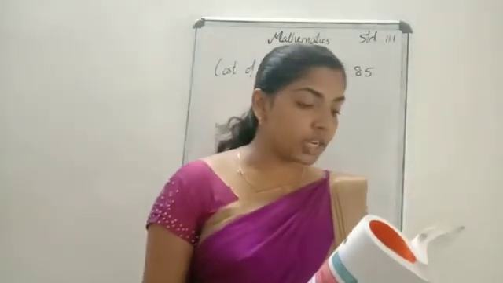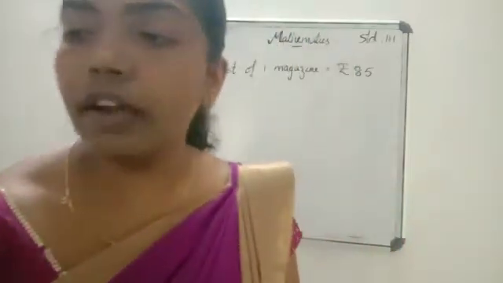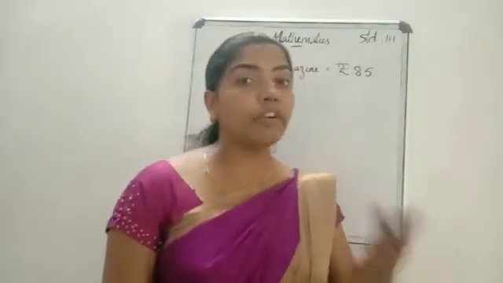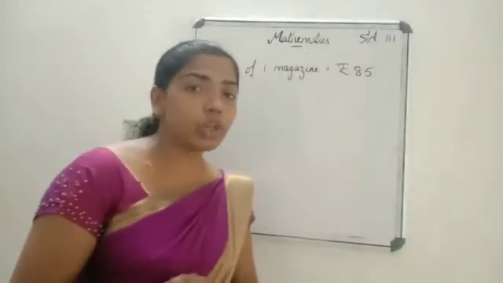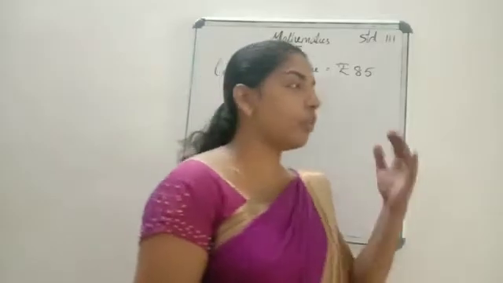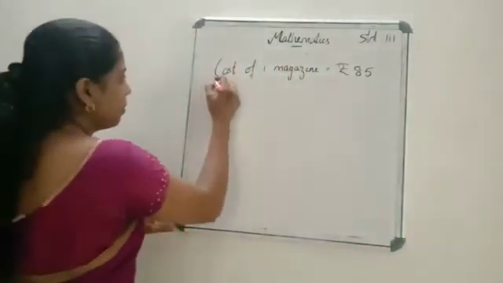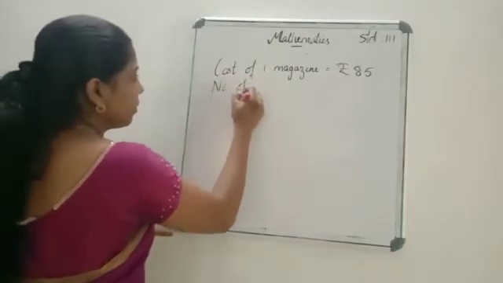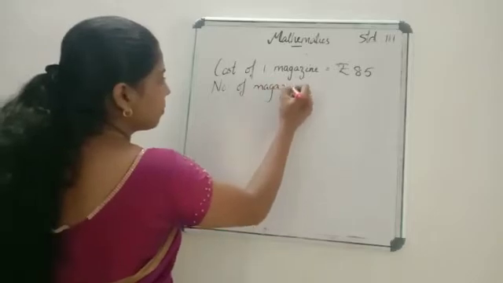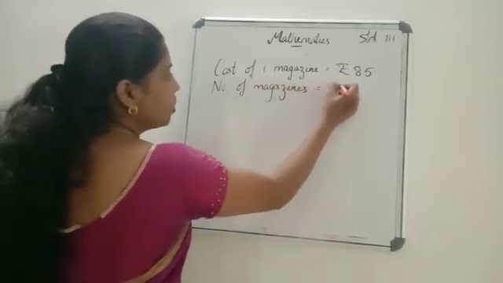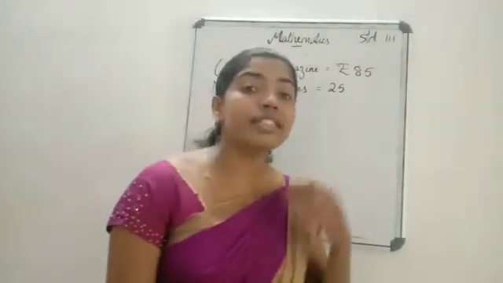Now read the rest of the question. How much do 25 such magazines cost? Now here we have to find the cost of 25 magazines. Before that we have to write a step. How many magazines are there? Total how many magazines? 25. So what is the second step? Number of magazines equal to 25. Now what do we have to find? Cost of 25 such magazines.